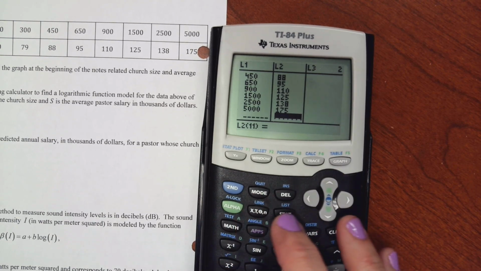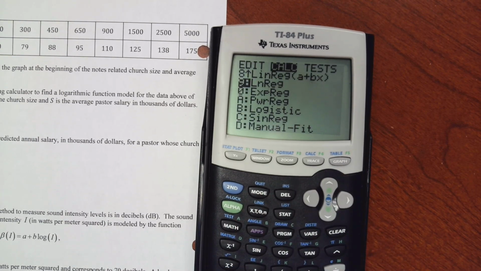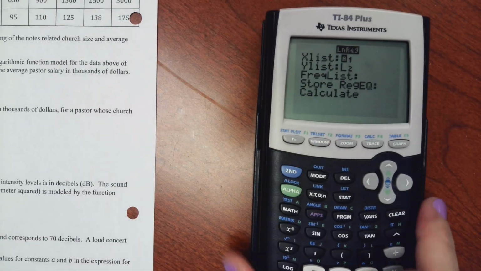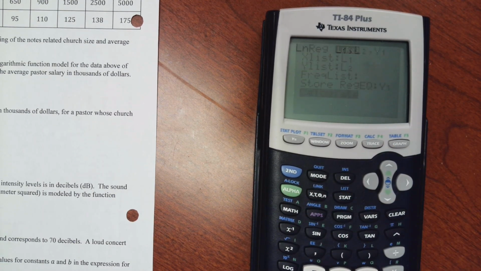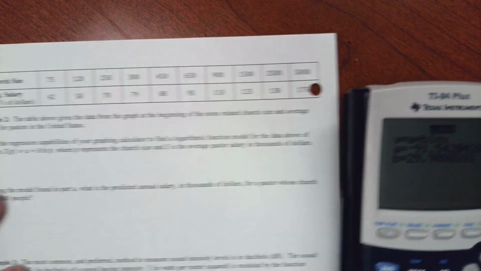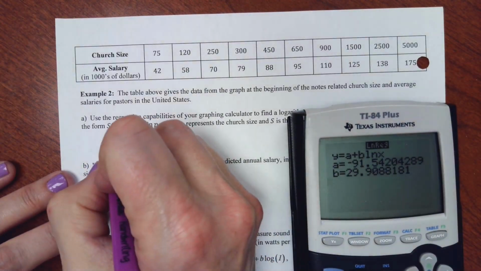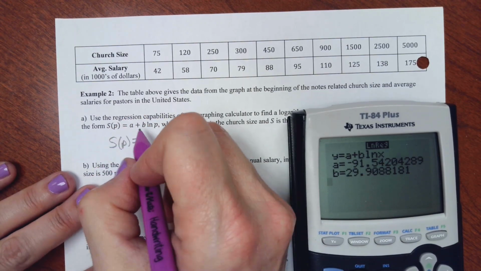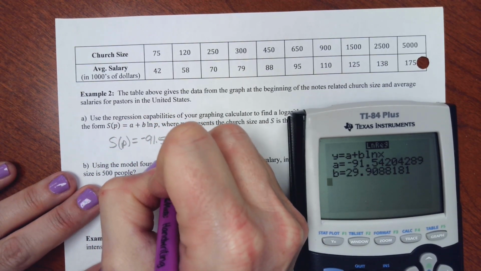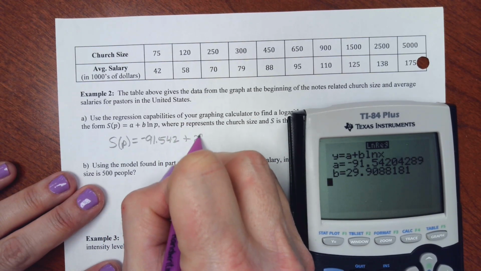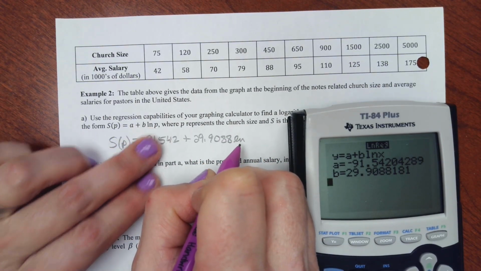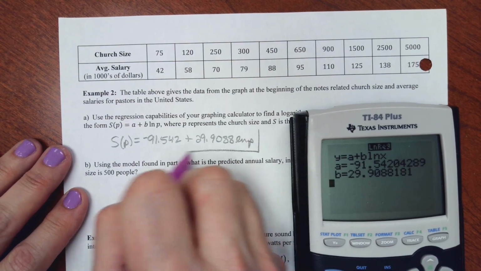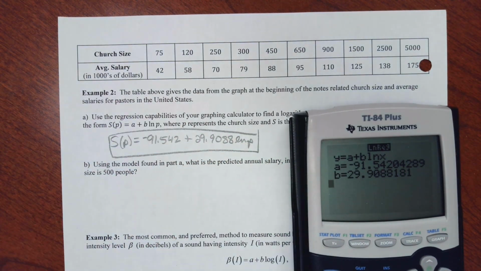Okay, so I want to do stat, calc, find my natural log regression, and because that's what I'm being told right here, I am going to store it into list 1. All right, and there we go. So we will write S of P equals negative 91.542 plus 29.9088 ln of P, and they used a P right here. So P is the population of the church.